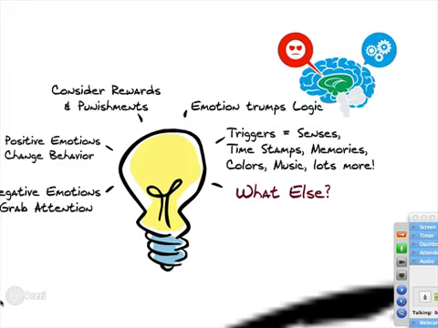Emotion, as you so poignantly said earlier, logic can trump emotion if we consciously choose to do that. But if we're just going on pure responses, then emotion has a tendency to trump logic. For triggers, we can use senses, memories, colors, music, and even timestamps. This is something I don't see that often, and I wish I would see more of it because it's certainly effective.